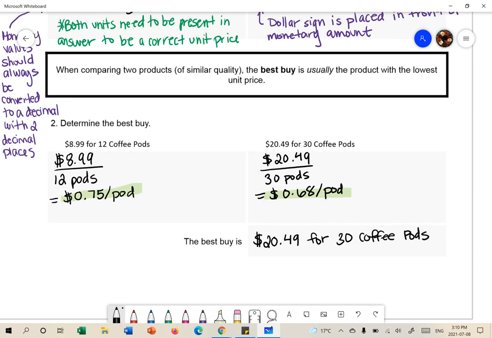Usually the more you buy, the better deal you get. And that's why Costco is so successful in Canada, because they sell in bulk. You usually do pay a little bit more, but you're getting a lot more for that extra bit of money. So that's why a lot of people buy in bulk, because the unit price is lower. It is a better buy.